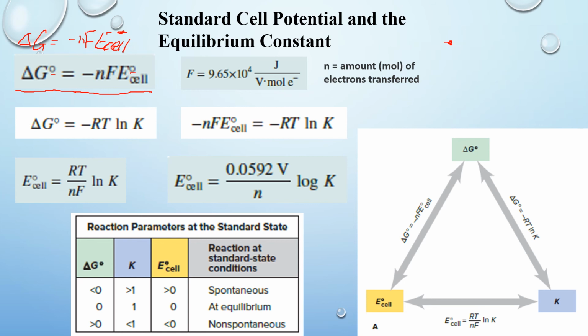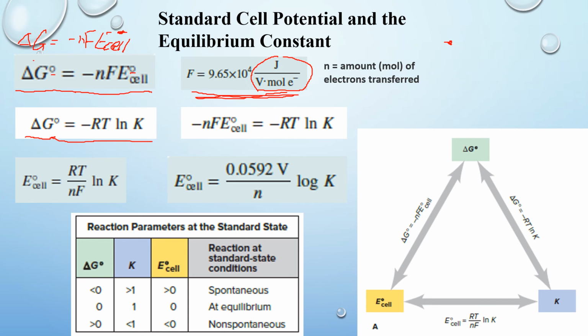And F is a constant, the Faraday constant, equal to a certain number. Notice the units, so we can apply them in the equation and cancel out the units to achieve the correct unit for delta G. In chapter 20, we learned that delta G is equal to negative RT times the natural log of the equilibrium constant. Here T is the temperature in Kelvin, and R is the universal gas constant, 8.314.